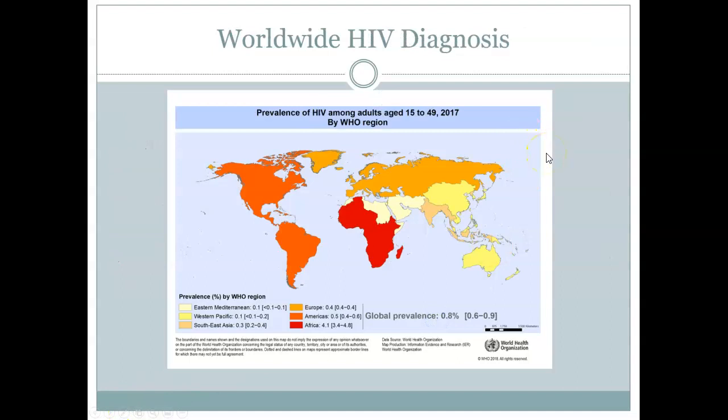Here I have a map from 2017 that shows you the prevalence globally of HIV. So, it's not as prevalent in Europe, the Western Pacific, Southeast Asia. It is most prominent in areas in Africa and areas in the Americas.